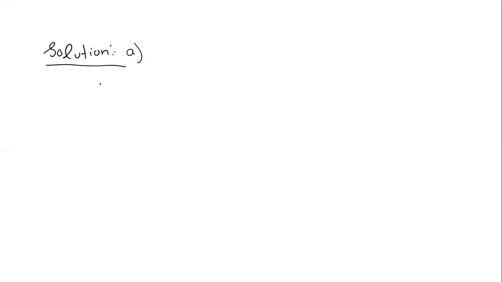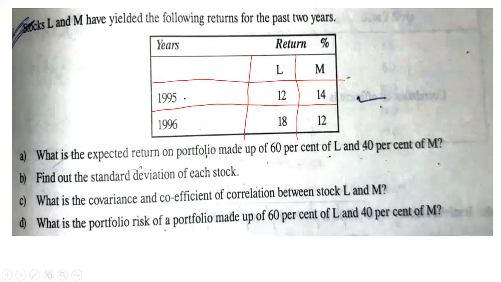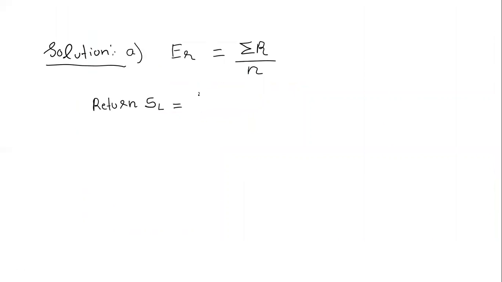Now let's calculate expected return first for individual security. Expected return is equal to summation of R, that is the return, divided by the number of years, that is N. So for A, calculating return for security L. We are calculating for stock L. If we see the data, we have two values here, one is 12 and another one is 18. So we will take both the data for calculation. So 12 plus 18 divided by 2 is equal to 15. The return for stock L was 15.